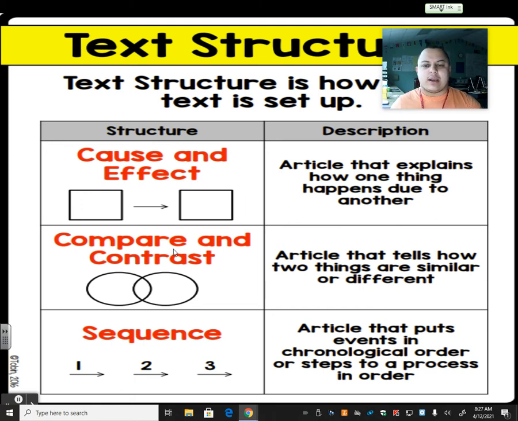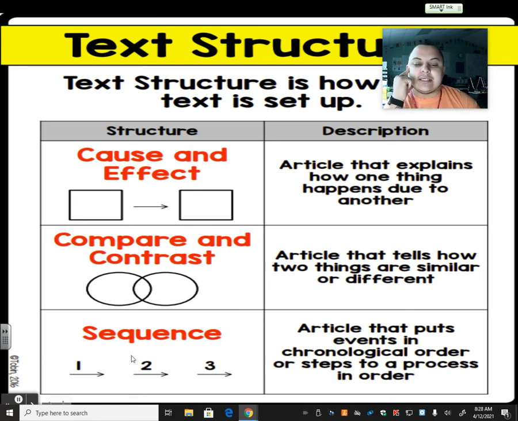Now we're going to be talking about comparing and contrasting. That is when an article tells how two things are similar and different. And these two little circles here are how we do that. That's called a Venn diagram. That is the kind of graphic organizer that you will use today in your assignment.